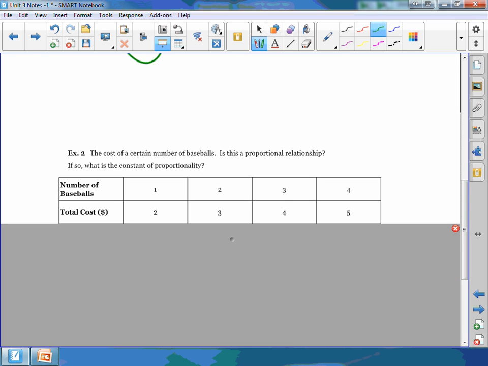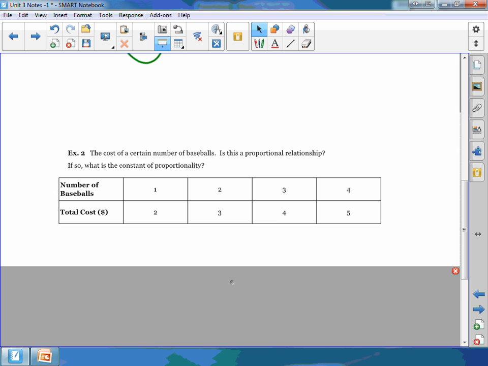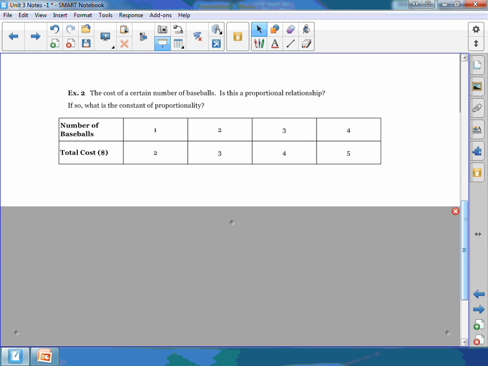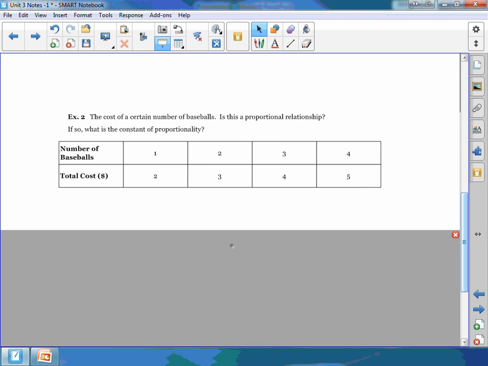Got some baseballs here. So 1 baseball costs $2. 2 baseballs, $3. 3 baseballs, $4. 4 baseballs, $5. Et cetera. Proportional relationship? Like a smattering of no. Yeah, no? Okay.